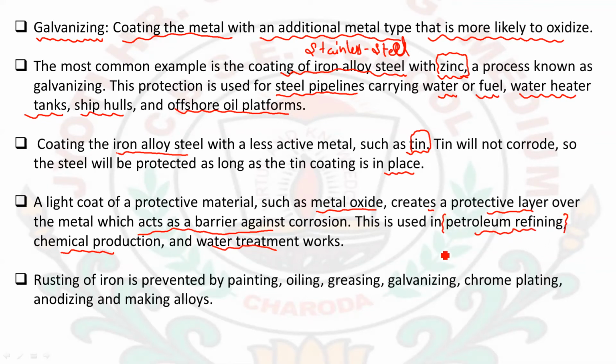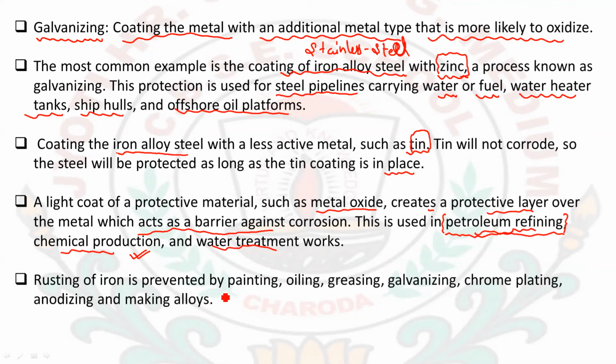In petroleum refining, some metals are very reactive to the petroleum product. So to prevent that, we use metal oxides to layer those tanks or instruments which are made of metals. Also in chemical production, some chemicals can directly react with other substances and produce hazards, so to protect against that also, we use metal oxides. And in water treatment works, if unwanted substances get into our water, it can make it harmful for us. So to protect against that also, we use a layer of metal oxides in such processes.